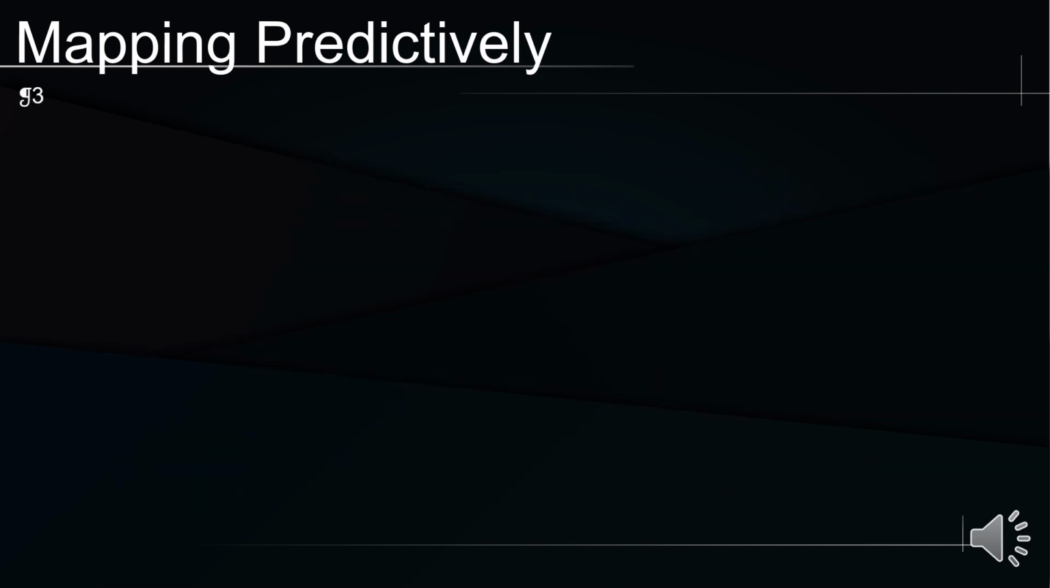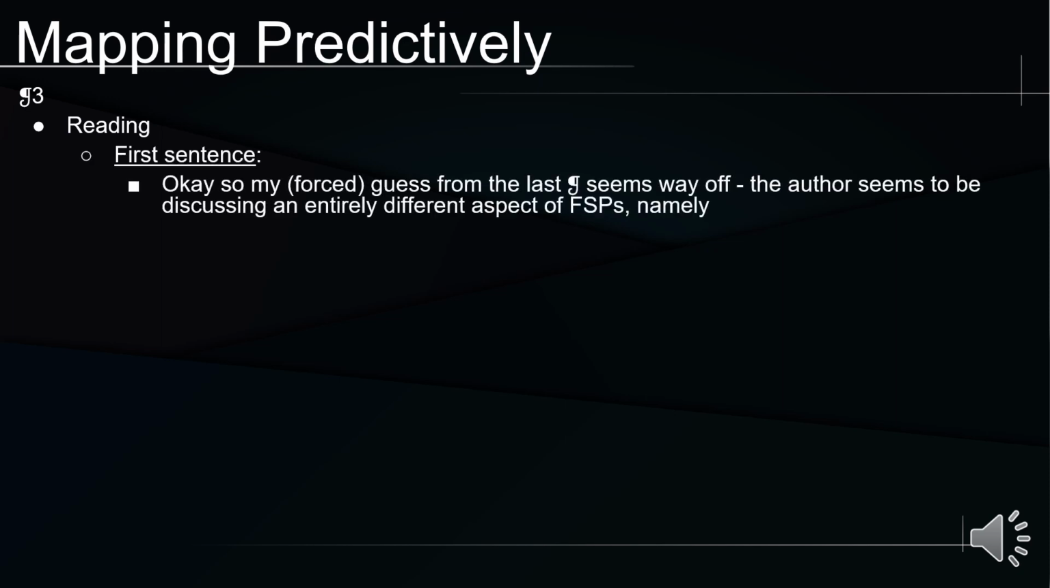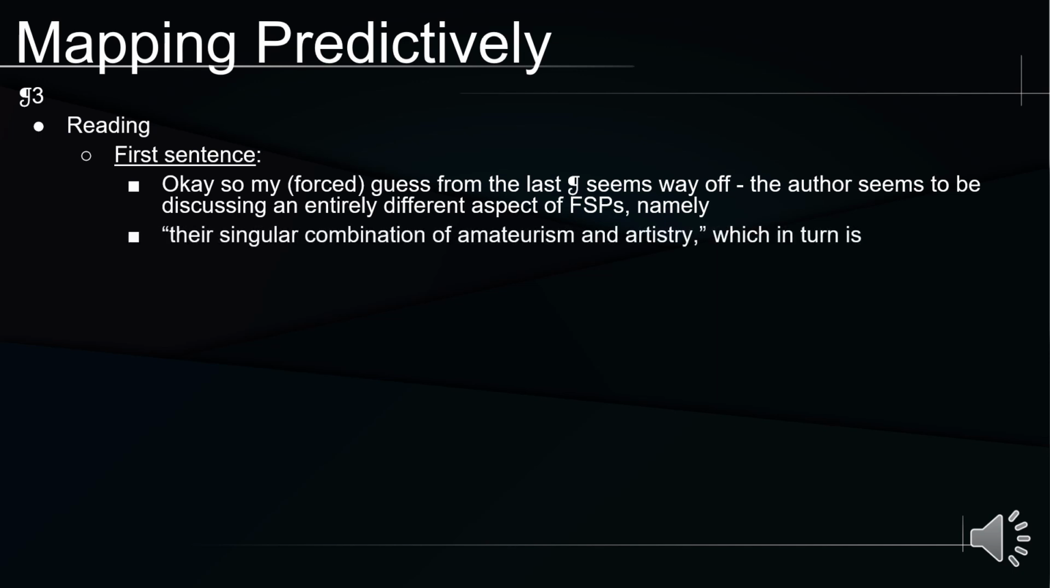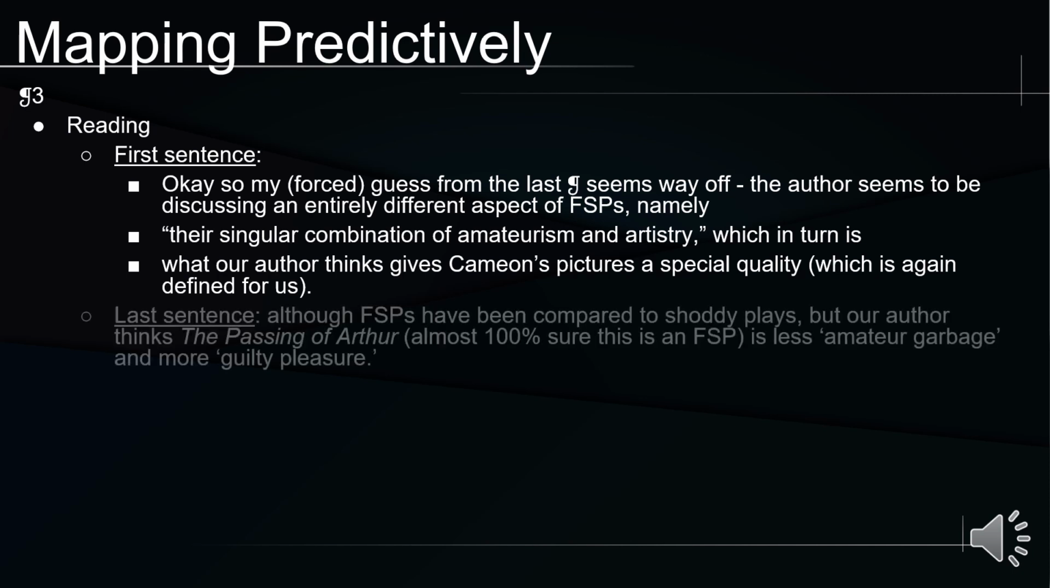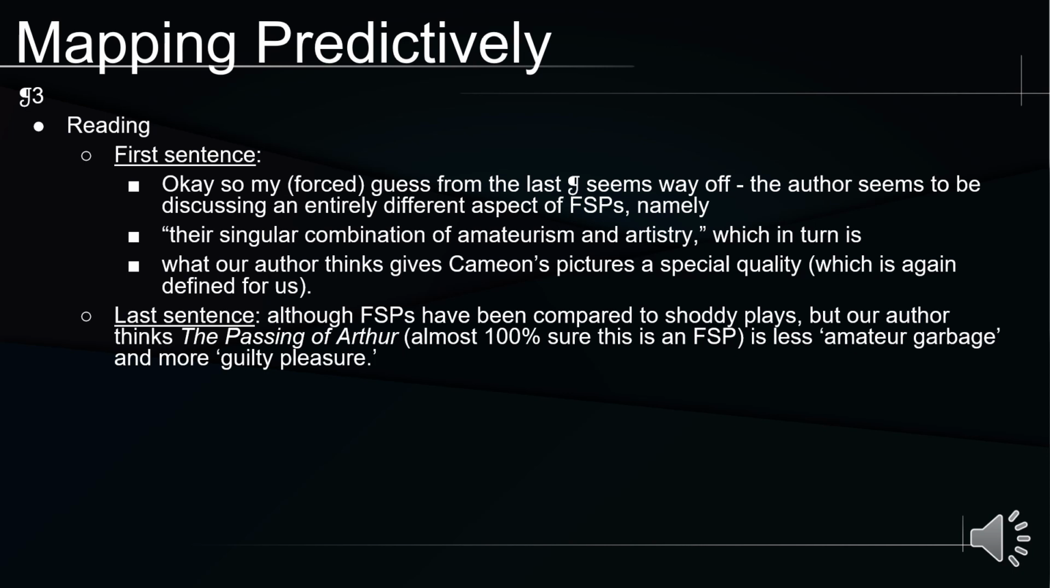And so finally bringing us to paragraph 3 here. The reading phase. First sentence. Okay, so my forced guess from the last paragraph seems way off. The author seems to be discussing what looks to me like an entirely different aspect of FSPs, namely their singular combination of amateurism and artistry, which in turn is what our author thinks gives Cameron's FSPs a special quality. And again, whatever that special quality is, it's defined for us. I'm not going to bore you by typing out the whole thing here. I also probably don't have room for it.